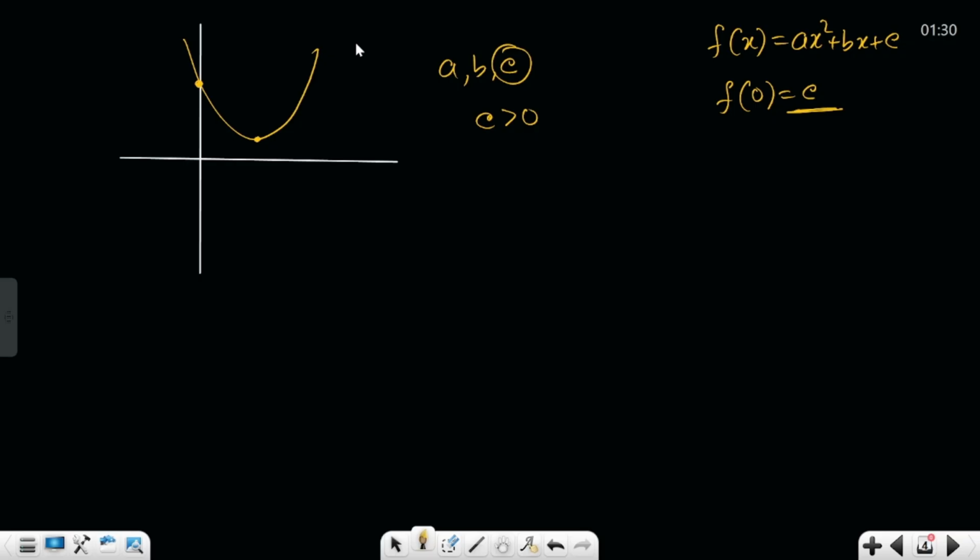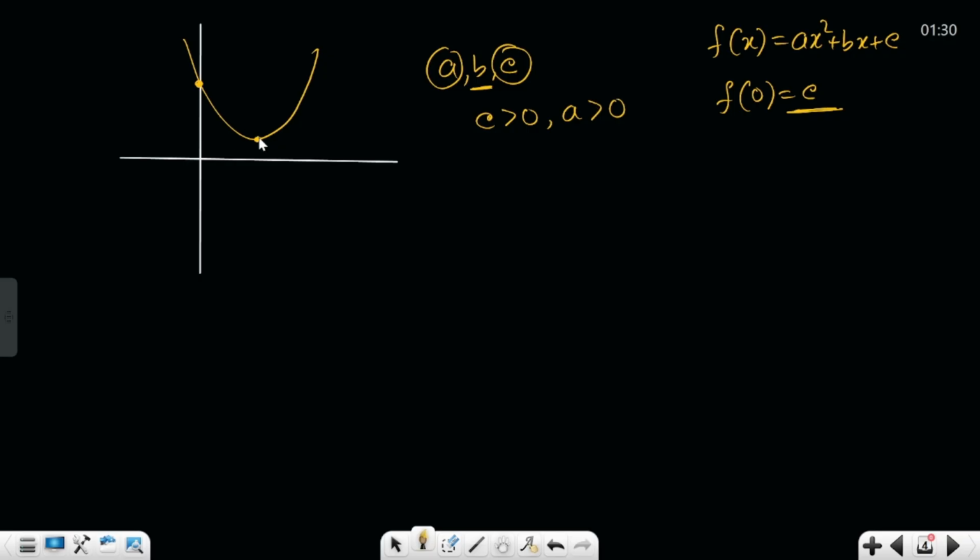Now A is also very easy. Sign determination of A is also very easy, because this graph is an upward facing parabola. So that means A should also be greater than 0. A is also greater than 0. Now the thing is B. How will you determine the sign of B? That's also a thing, how we will determine that.